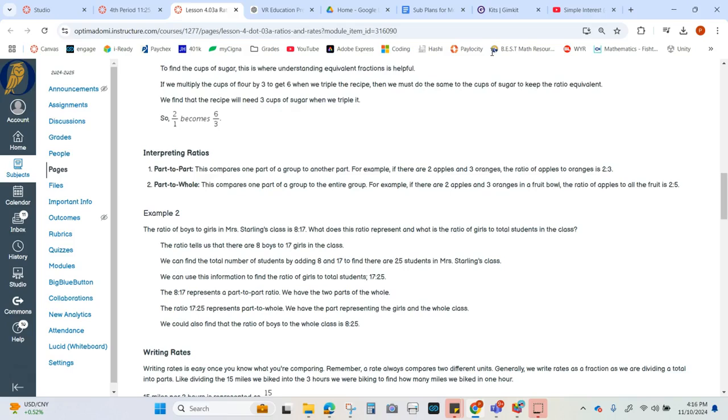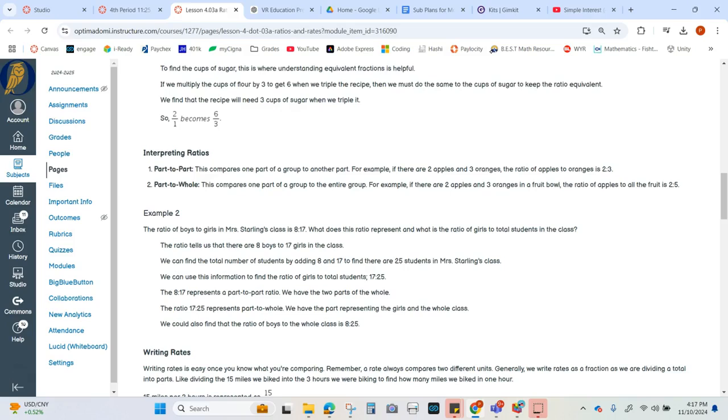There are also parts to whole ratios. These compare one part to the entire group. So for that same example of 2 apples and 3 oranges in a fruit bowl, if the question was asking us, what's the ratio of apples to all the fruit? It would be 2 to 5, not 2 to 3, because there are 5 total pieces of fruit. So there's a difference. Make sure you're on the lookout for these.